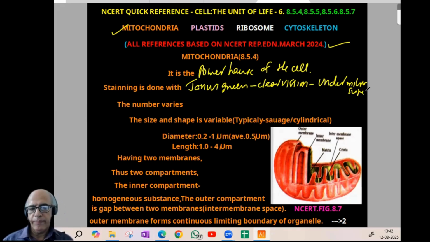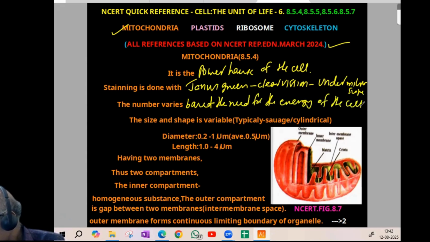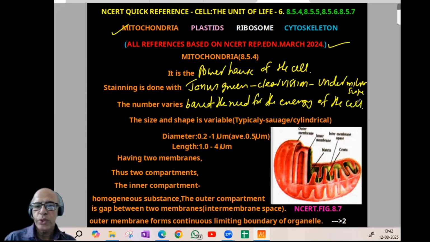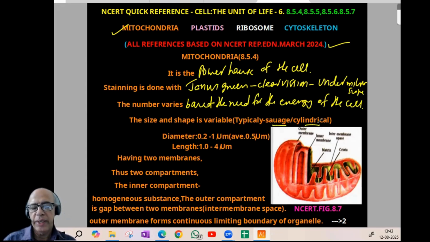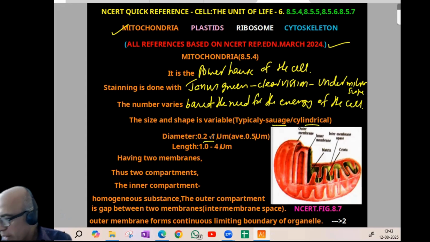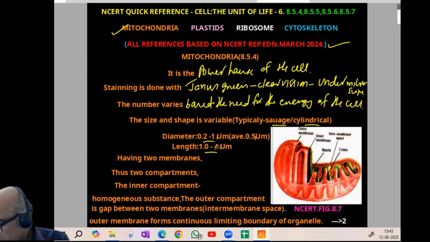And regarding their number, highly variable, based on the need of energy for the cell. So number varies. Size and shape also variable. And typically what NCERT says, it is sausage shape or cylindrical. And the measurement, diameter 0.2 to 1 μm. Average what NCERT has given is 0.5 μm. And length is 1 to 4 μm.